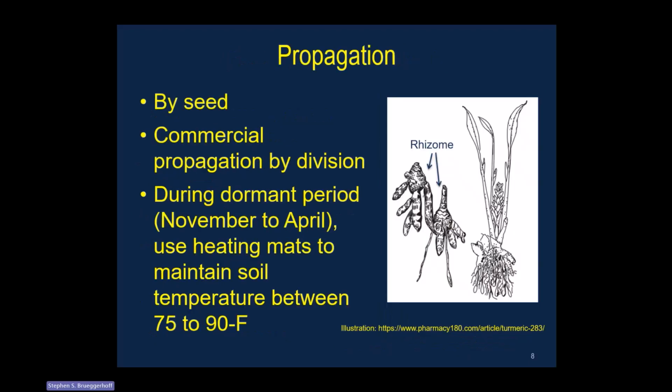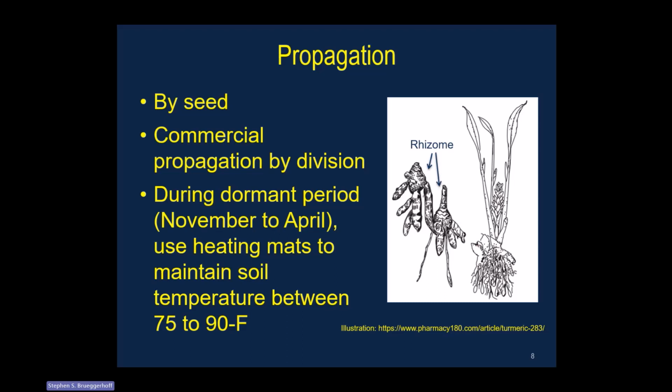Now, as far as propagation, you can propagate these plants by seed. Some will produce the seed, some of it's viable, some of it's not. Successful commercial propagation is by division of the rhizomes. It's a lot quicker to divide a rhizome than it is trying to raise a plant by seed. In this case, it's become a very viable commercial product.